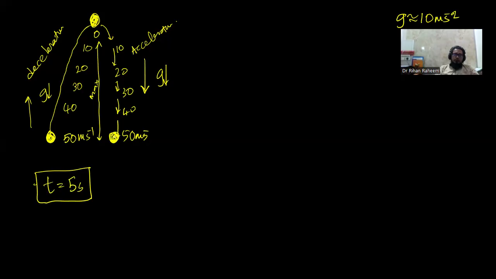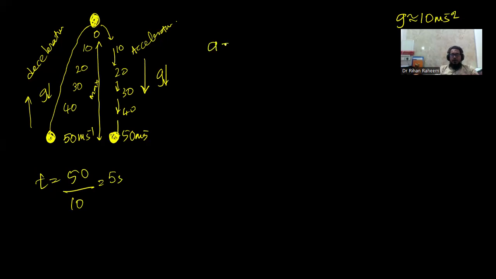When coming down, the speed will increase: 10, 20, 30, 40, 50. Now, how can you find the time? The simplest method in this kind of situation is the velocity with which you threw the object divided by gravity. Gravity's value is 10, so you get 5 seconds as the time. How did I get it?